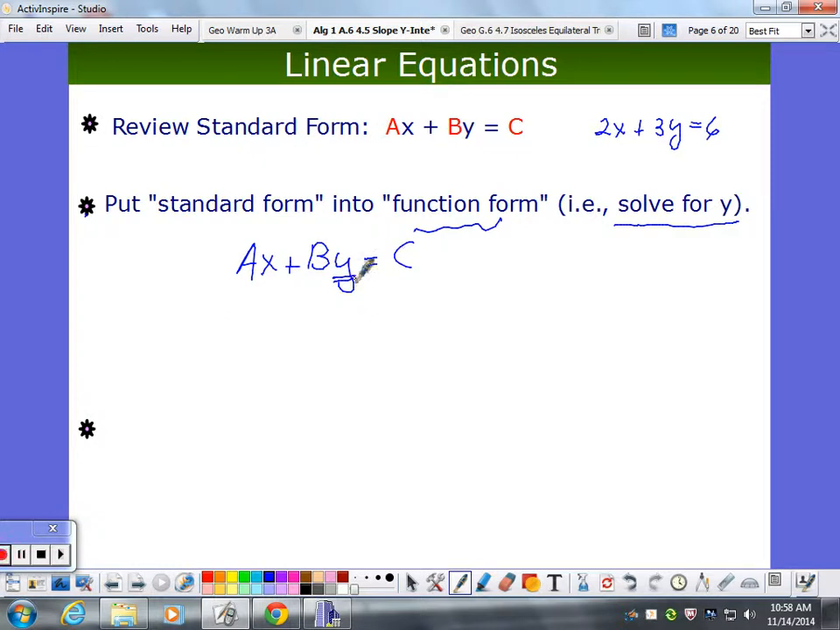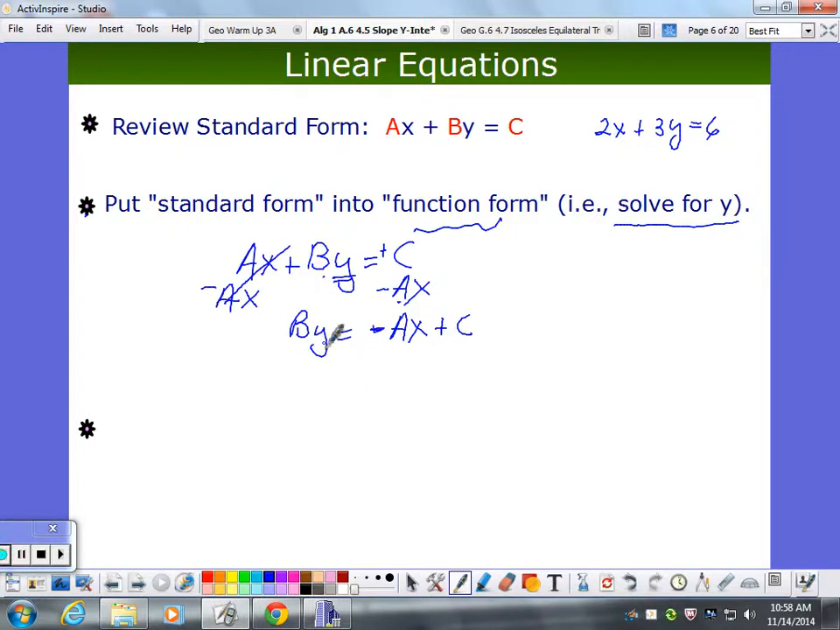So somebody tell me, if I want y by itself, Brian, what's the first thing I need to do? Subtract the ax from both sides, right? Because ax minus ax is 0, and I'm left with the by here. I could write it as c minus ax, but I'm going to write it as minus ax plus c. Can I do that? Yes, because c is really a positive number. I could write either c minus ax or minus ax plus c. You guys with me? You really need to be paying attention.